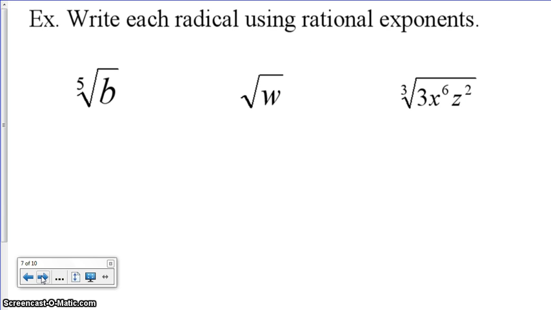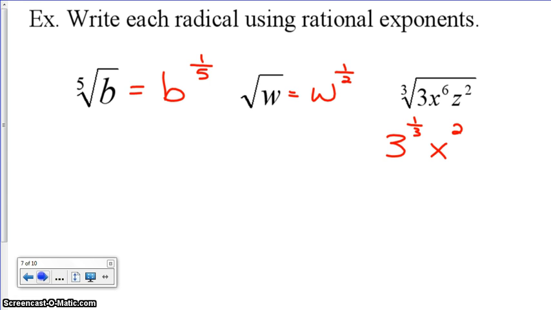Moving on, writing each radical using rational exponents. So here, b to the 1/5, w to the 1/2. And down over here I have 3 to the 1/3 x squared z to the 2/3. Make sure your 6 divided by 3 reduces to x squared.